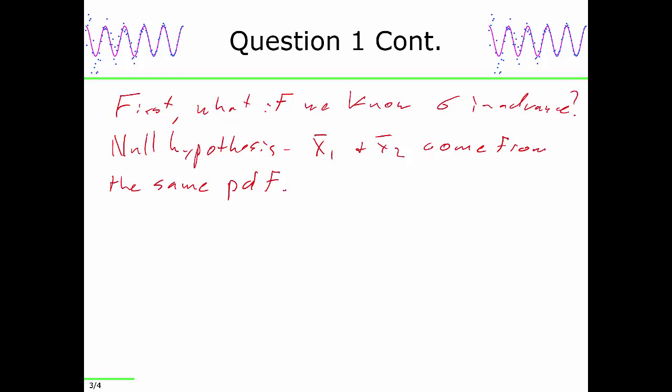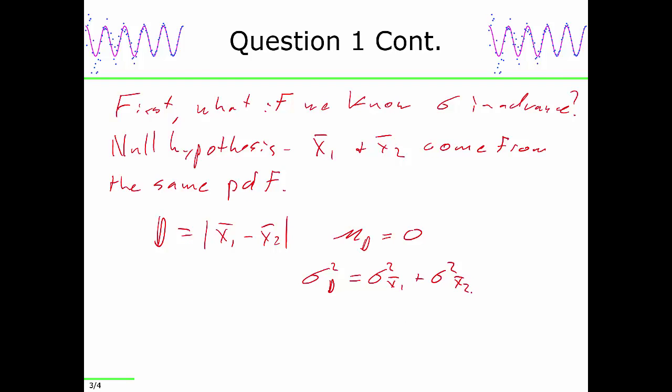Okay. All right, so if we know sigma in advance, in practice we're going to figure out how to replace this with s in a moment, but if we know sigma in advance, then what we'll define d as being the difference between x bar 1 and x bar 2. And what is the mean of d if these come from the same PDF? Well, that's going to be 0. And the sigma squared of d is going to be sigma squared x1 bar plus sigma squared x2 bar. All right?